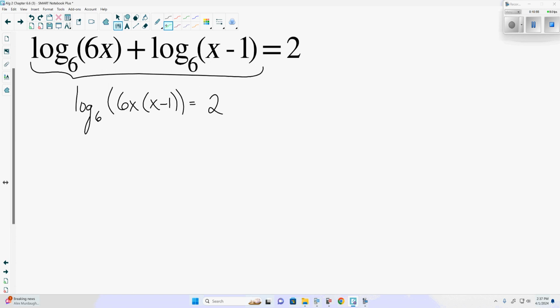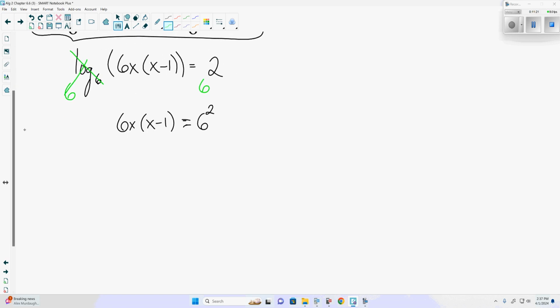Questions on this here? What would we do next? Put both sides to the base of what? 6. Because our 6, log base 6 would cancel, leaving us with 6x times x minus 1 is equal to 6 squared. Now our 6 squared is 36.